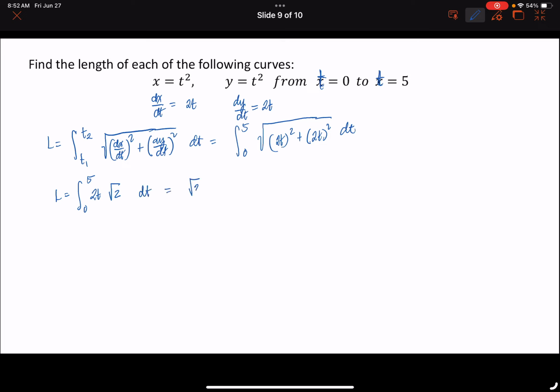So that would be square root of 2 t squared from 0 to 5. So square root of 2 times 5 squared minus square root of 2 times 0. So the length is 25 square root of 2 units.